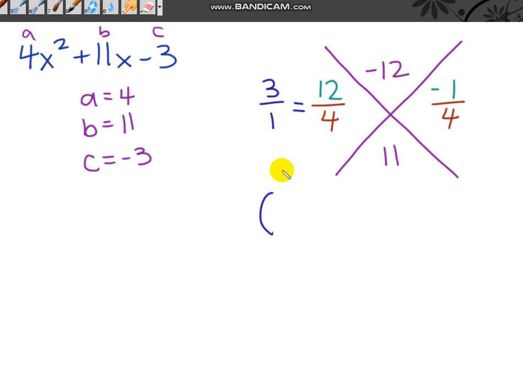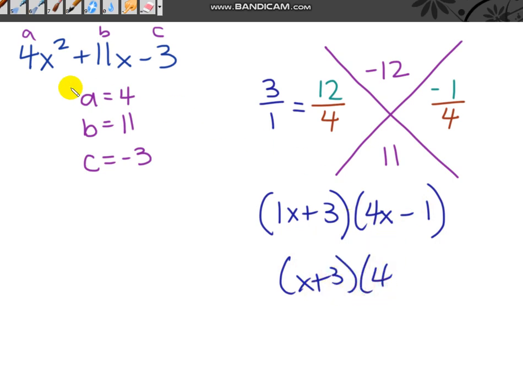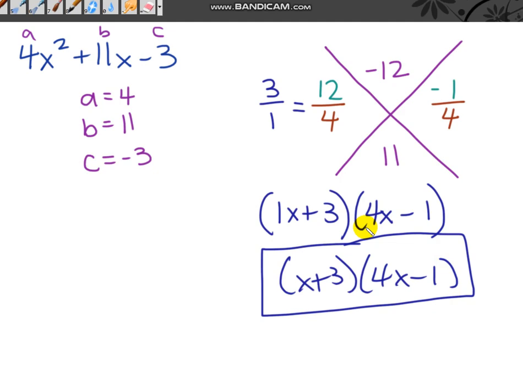Okay, so what we can do is write this out. This 1 will come right here, x, and then plus 3. This 4 will come in front of x, so this is going to be 4x, and then minus 1. So in other words, our factored expression for 4x squared plus 11x minus 3 is going to be x plus 3 times 4x minus 1. Okay, so again, now I'm going to clear the screen. I'm going to show you two more examples.